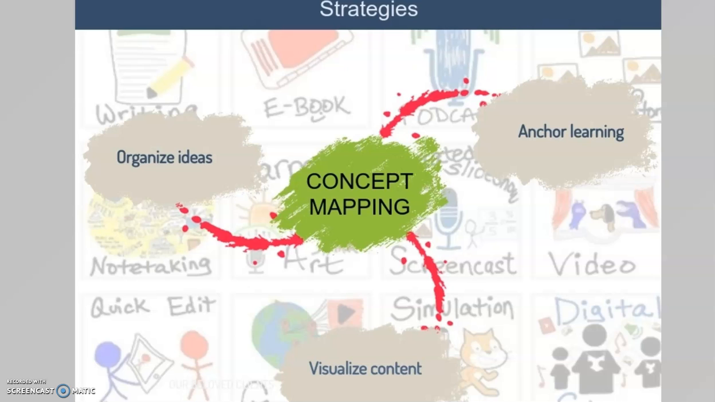It gives us a roundabout picture to where we can go back and see what it is that we learned in that unit, and they can use it later on as well.